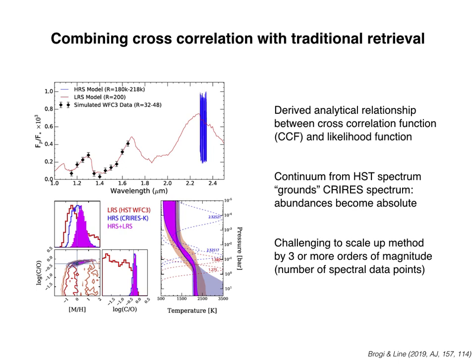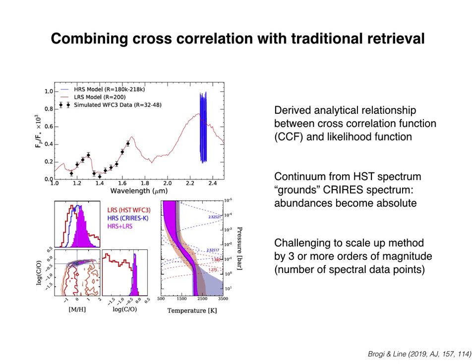They realized that there's an analytical relationship between the cross-correlation function and the likelihood function. And once they figured out this relationship, it means that they could then use the traditional Bayesian methods that are likelihood-based on the high-resolution spectra using cross-correlation. And one can then do a joint analysis of both the low and the high-resolution spectra.